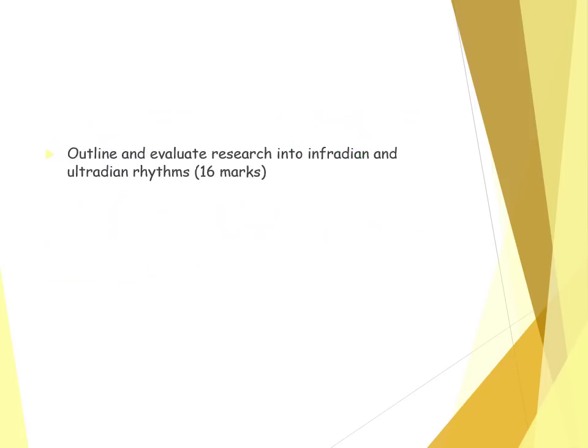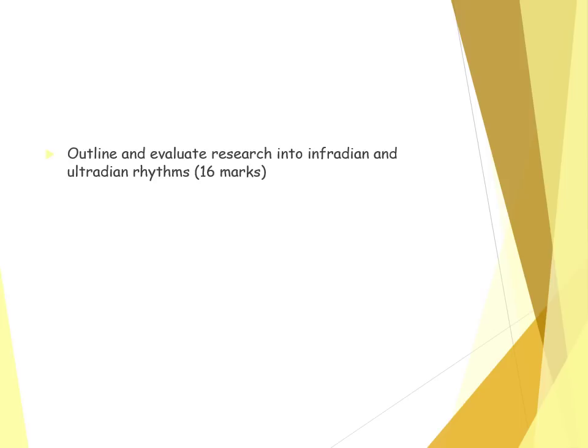nomothetic approach. Outline and evaluate research into infradian and ultradian rhythms. So I would structure this by talking about infradian rhythms, so my AO1 paragraphs on what they are and the female menstrual cycle, then evaluation of the benefits of having menstrual synchrony and then the problems with the way the research was conducted.